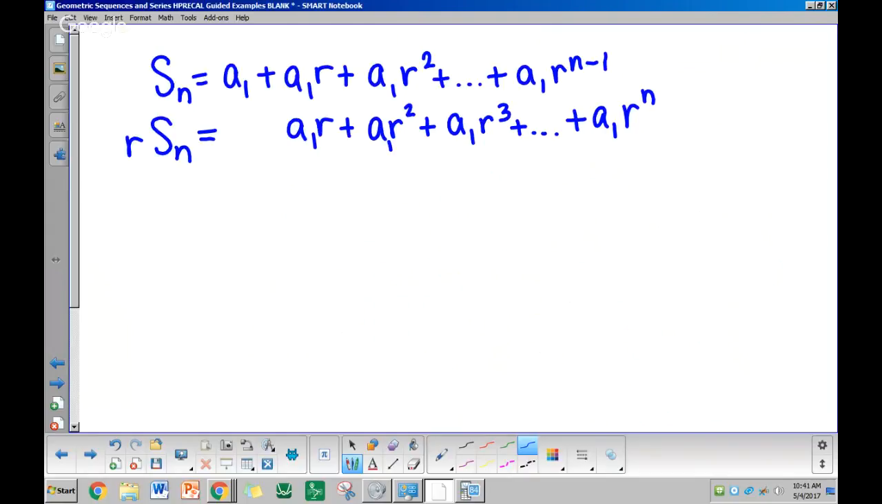But what is the term in front of this one? If I were going to insert a term here, it would be a sub 1 r to the n, right? Plus a sub 1 r to the n minus 1, right? I'm just showing you what the term before the last one is. That's all I'm doing.